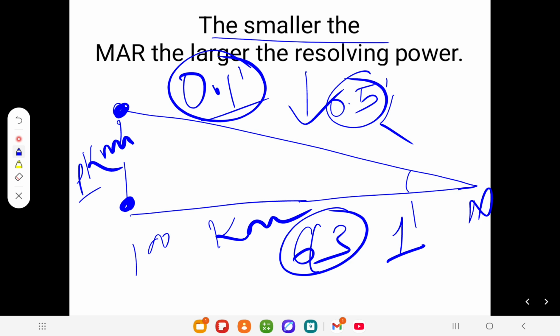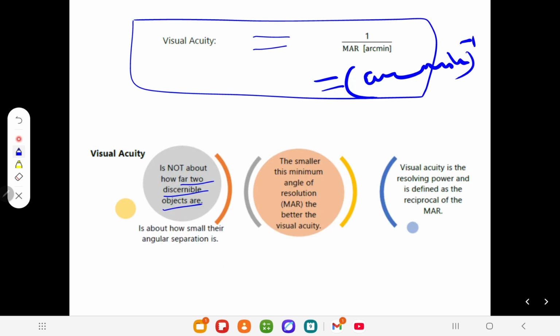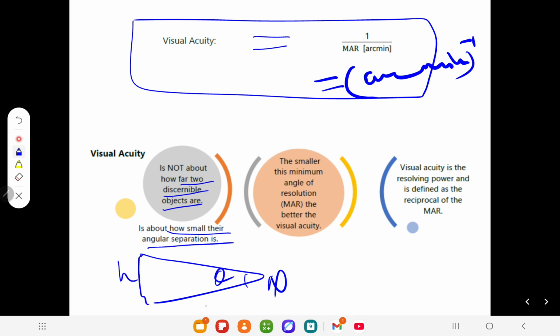So it doesn't matter the separation between two things. It matters how far our nodal point is and what is the angle between these two things, isn't it? So it is not about how far two discriminable objects are. It's about how small their angular separation is. Angular separation means the angle made at the nodal point of our eye. So it's not about just this distance, it's about this distance too, isn't it? It really matters. So it's not about the separation between 2 points. It's obviously about the distance from the nodal point too. Yeah, it's really important.